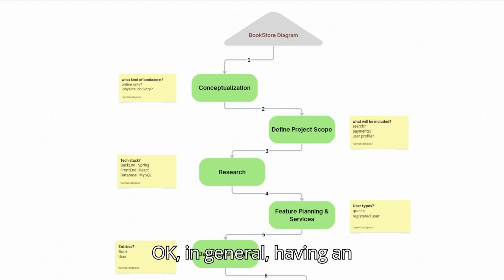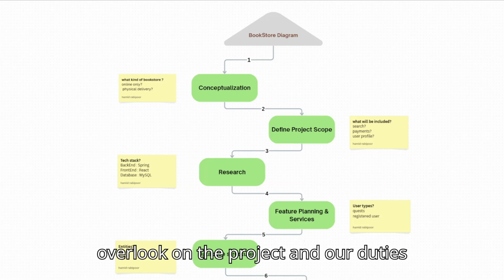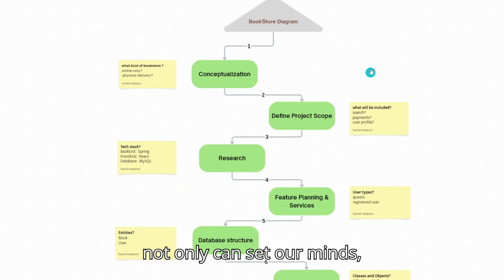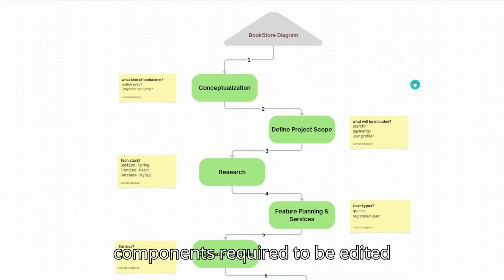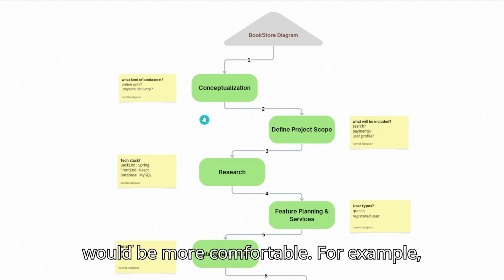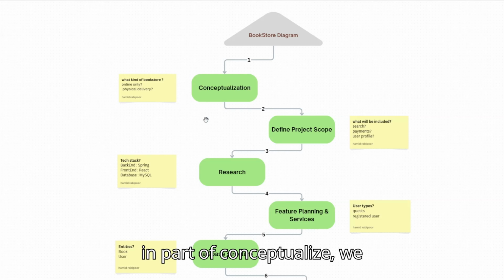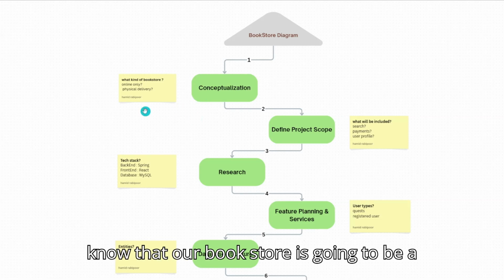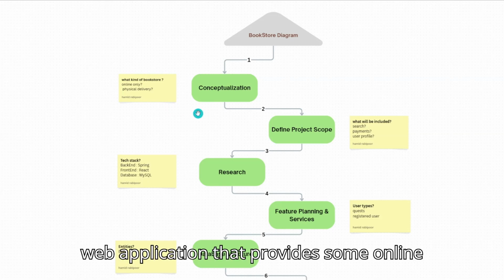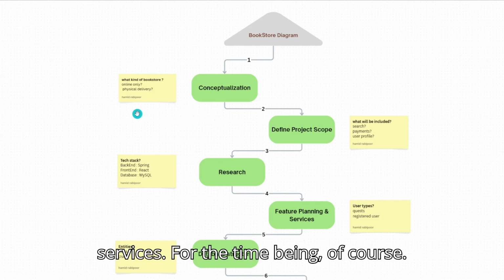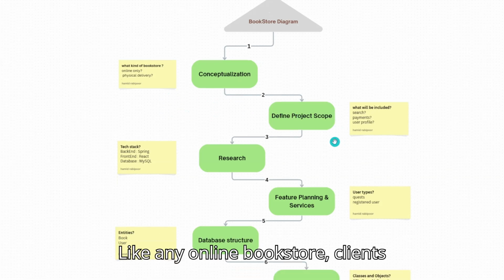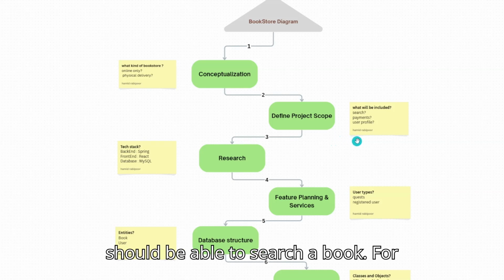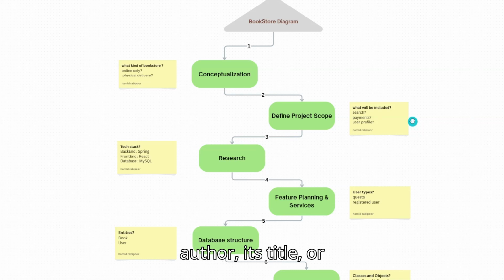Okay, in general, having an overview of the project and our duties not only can set our minds, but also, in case of any alteration, identifying which components need to be edited would be more comfortable. For example, in the conceptualize part, we know that our bookstore is going to be a web application that provides some online services, for the time being, of course. Like any online bookstore, clients should be able to search for a book, for instance, by author, title, or genre.